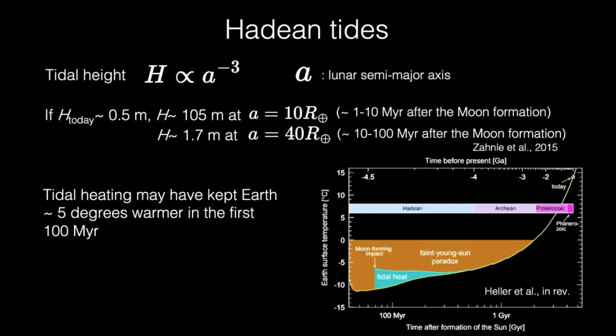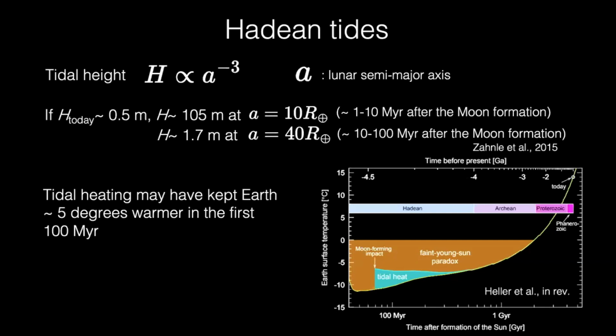I'd like to discuss Hadean tides. The tidal height is proportional to a to the minus third. Here a is the lunar semi-major axis, meaning the distance between the Earth and the Moon. Assuming that the tidal height of today is 0.5 meters, the tidal height would have been more than 100 meters when the same major axis was around 10 Earth radii. Here the symbol R means the radius of the Earth. So this would have happened around 1 to 10 million years after the moon formation.